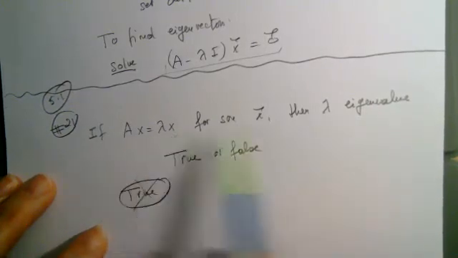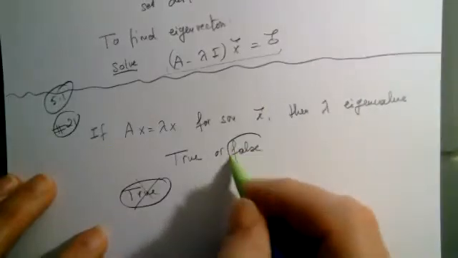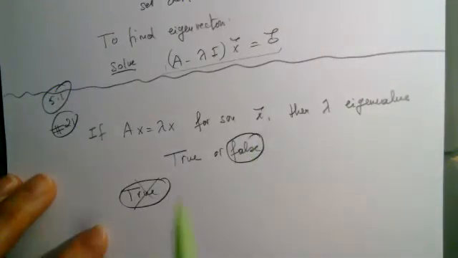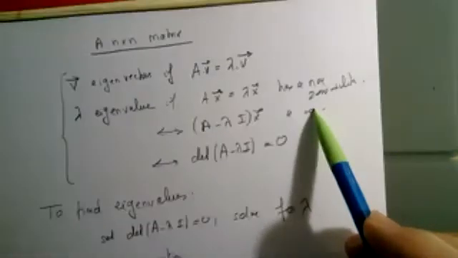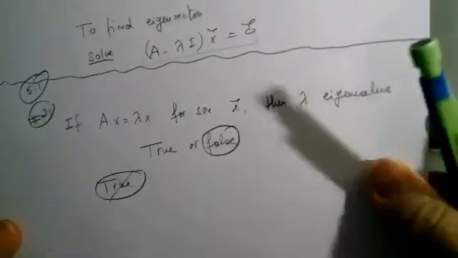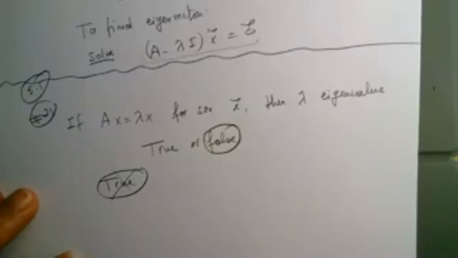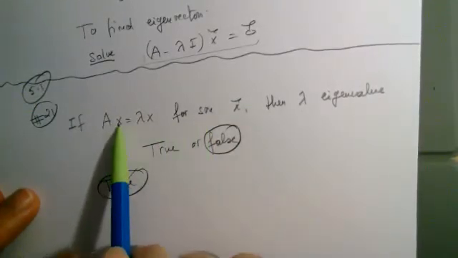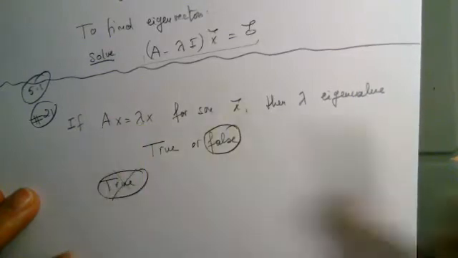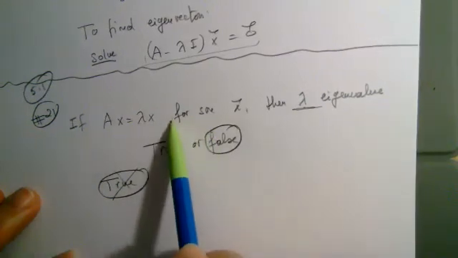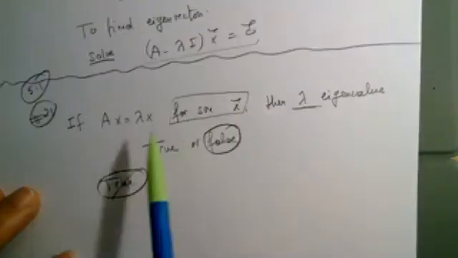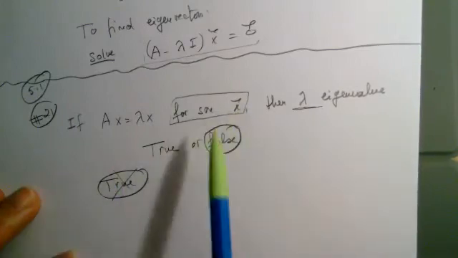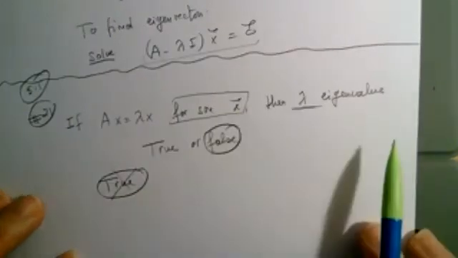They tell me if Ax equals lambda x, then lambda is an eigenvalue, true or false. This is a false statement. The correct statement should be: if Ax equals lambda x has a non-zero solution, then the answer would be true. Since they did not tell me that x is non-zero, the statement is false. Because if I take A times 0, this will always equal 0. Doesn't mean that lambda will be an eigenvalue. So this statement is false because they did not specify that x has to be non-zero. If they had said x non-zero, then the statement would have been true.